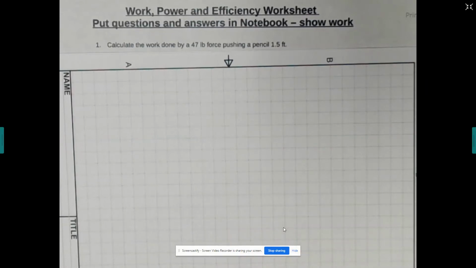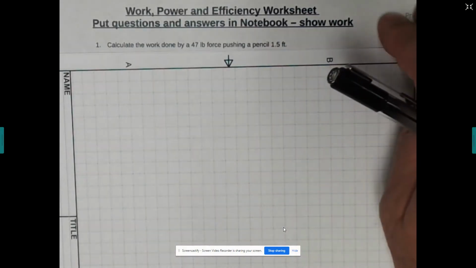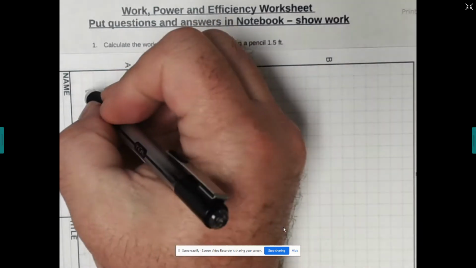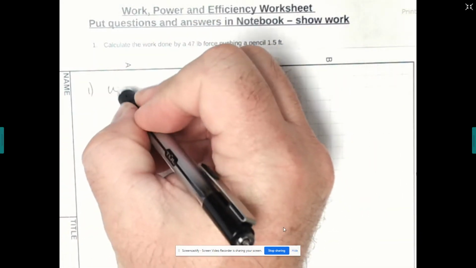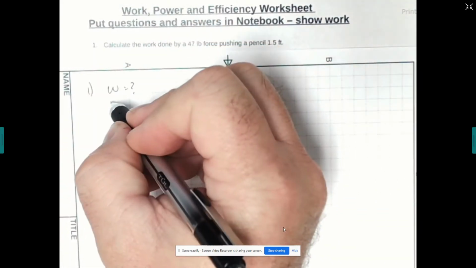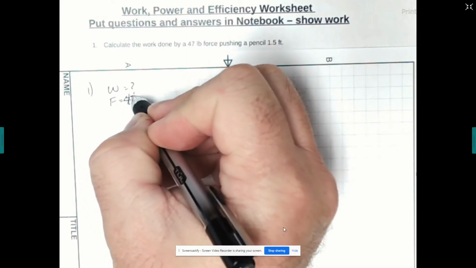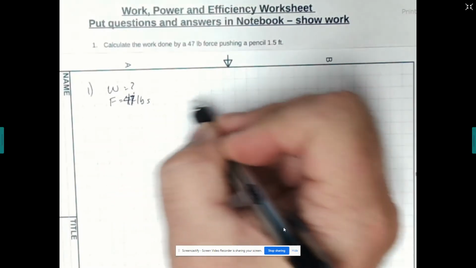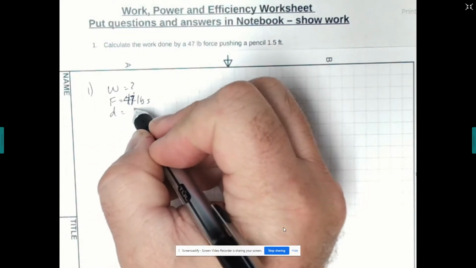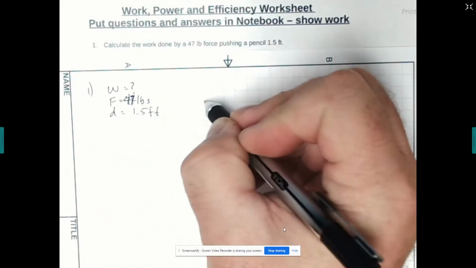All right, today I'm going to do the examples of the work, power, and efficiency worksheet. We'll start with number one. Number one says calculate the work done. So work is my unknown by a 47-pound force. So my force is 47 pounds. Sorry, pushing a pencil a distance of 1.5 feet.